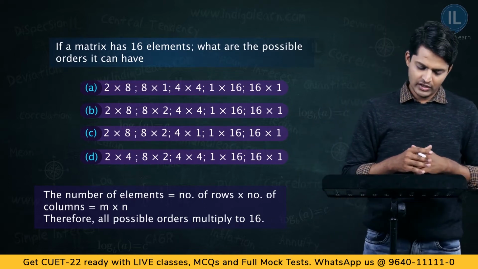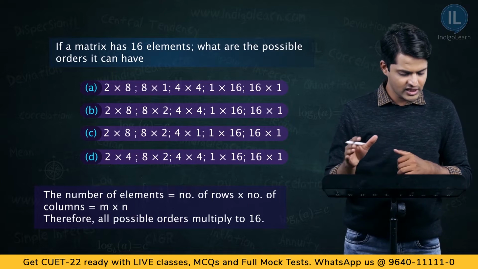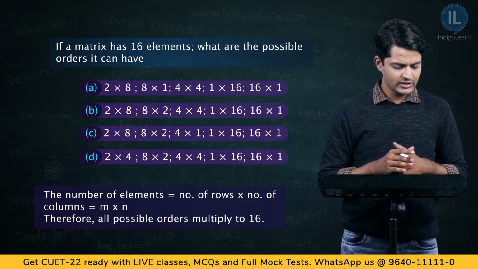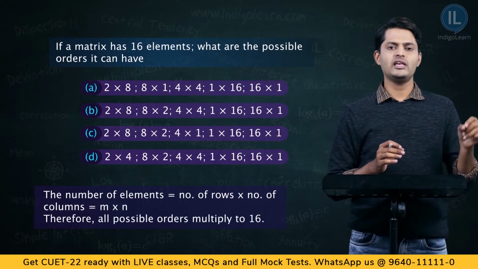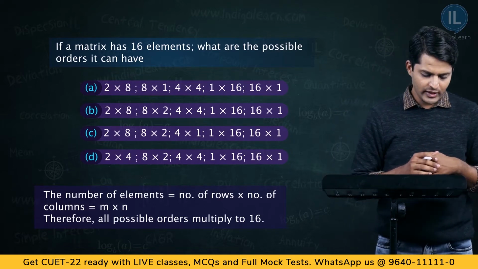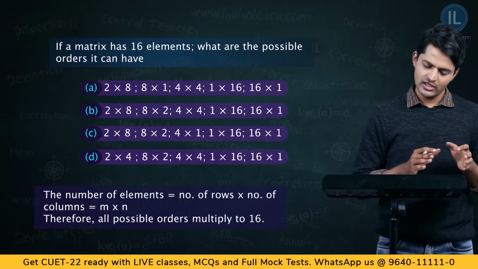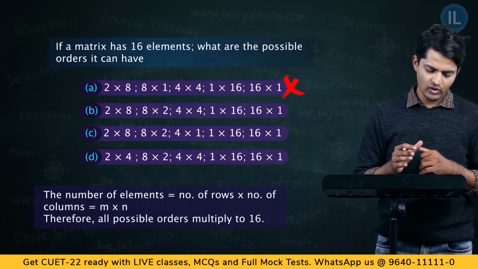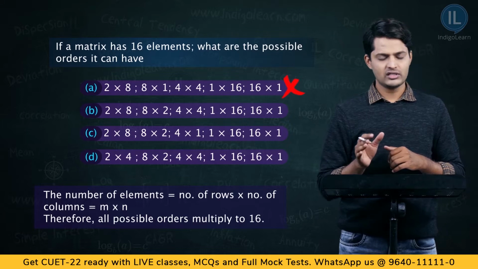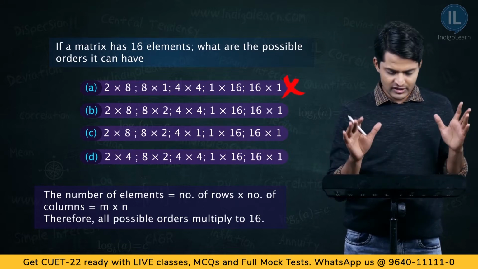So, let us see. The first question is saying if a matrix has 16 elements, what are the possible orders it can have? So, you have to check for those options where the product of the numbers is equal to 16. So, 2 into 8 is 16, 8 into 1 is 8. No, option A is eliminated. Option B, 2 into 8 is 16, 8 into 2 is 16, 4 into 4 is 16, 1 into 16 is 16, 16 into 1 is 16. Let's go with this answer.